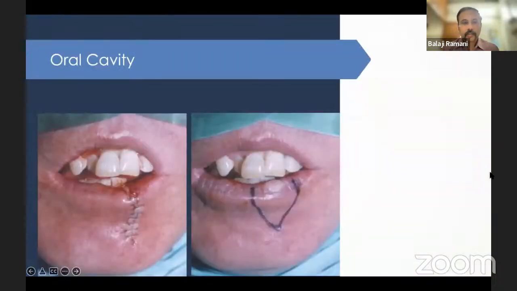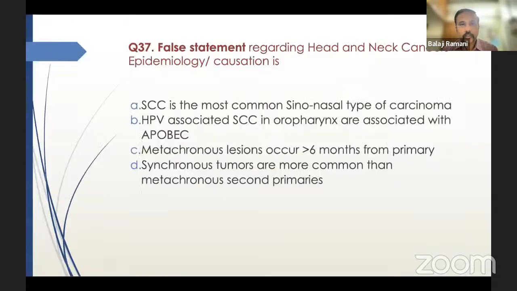Yes, right. So next is an important topic, which is your oral cavity lesions. Most of the time, the questions in head and neck come from the oral cavity. So let us get on with it.